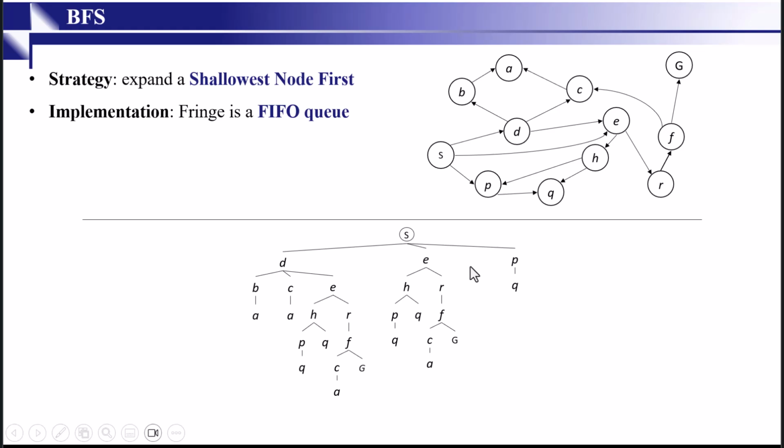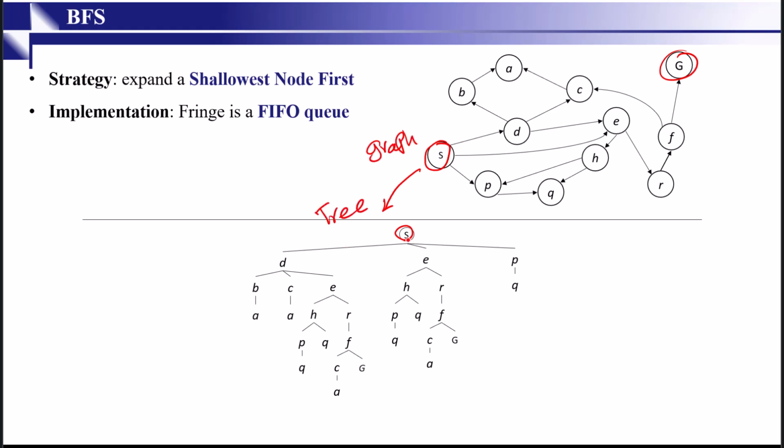So let's see how it works. Suppose we want to go from source to goal here, and there are some nodes in here. The key idea of BFS is to expand the shallowest node first. That means it always explores the nodes closest to the root before moving deeper into the search space. Suppose we are in here, so we have converted this graph to a tree. So this is a search tree, right?